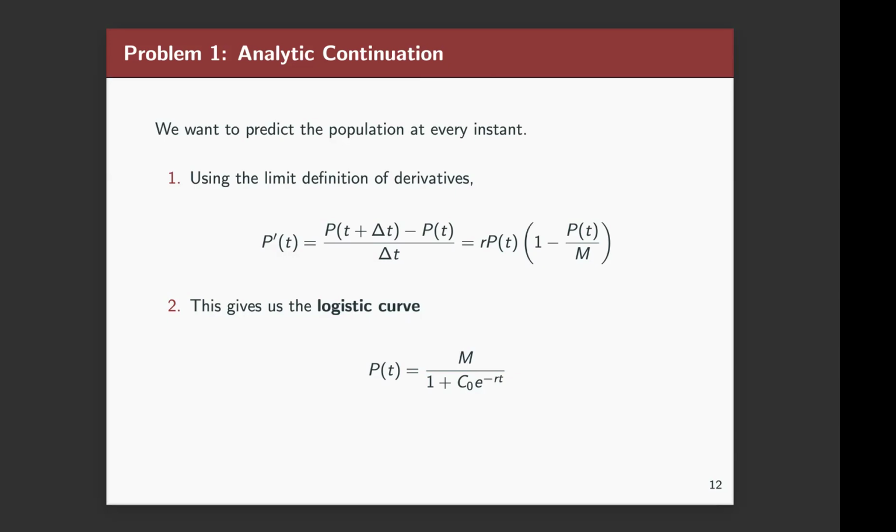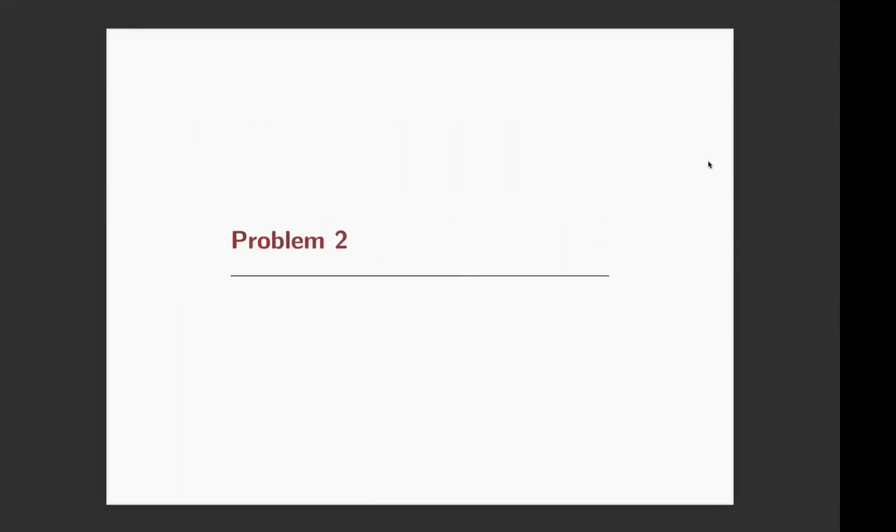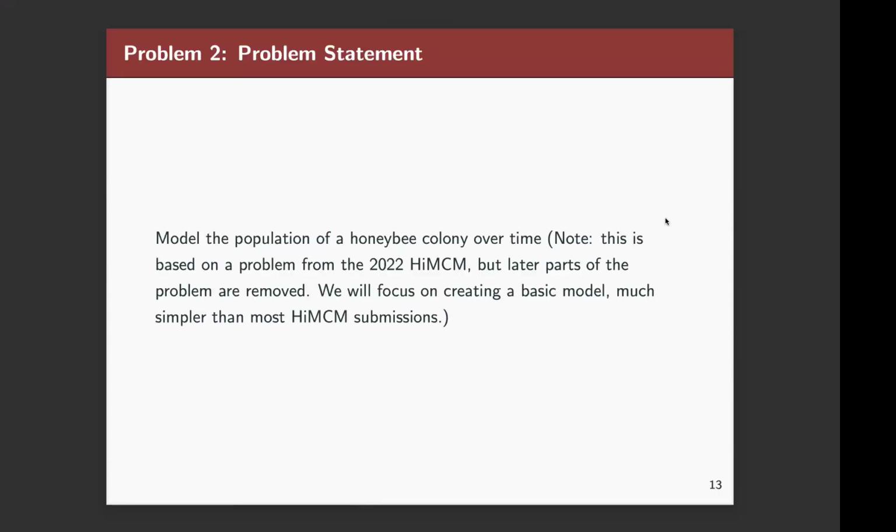If there are no more questions for now, I guess I'll move on. So here is the second problem. And of course, we'll begin with the problem statement. Okay, I'll read it. So basically, it asks us to model the population of a honeybee colony over time. So in some ways it's very similar to the problem we just did, but that was with humans and this is with honeybees. So there are quite different mechanics for this problem.